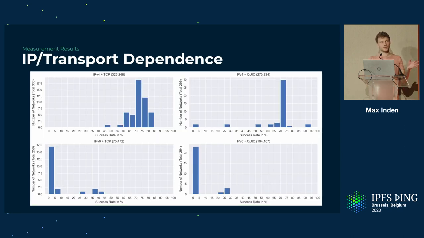Then how does this relate to TCP and QUIC? There is a lot more detail to this, but surprisingly, we haven't seen a big distinction between the two. We would have expected QUIC, given that it's UDP, and thus the NAT behavior is very different, to outperform TCP by a big chunk, but we haven't seen that. And then we seem to have some problems on IPv6, but we haven't really dug deep into why we have such a low success rate on IPv6 across TCP and QUIC.